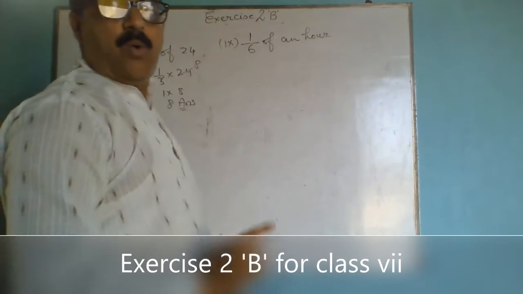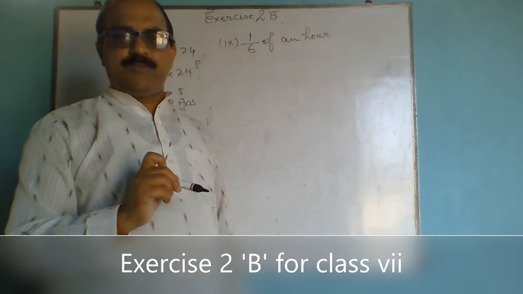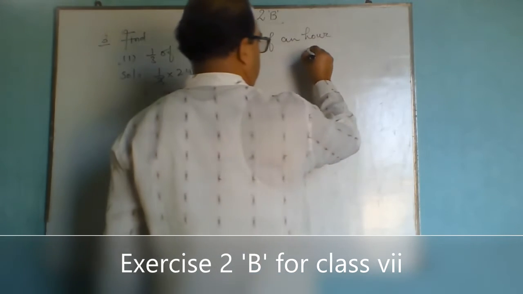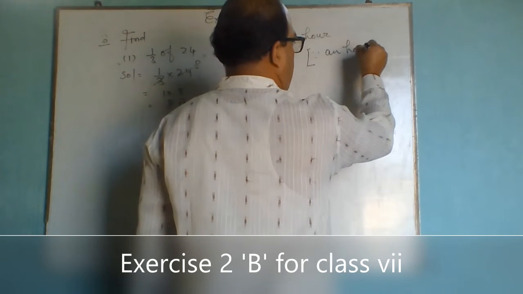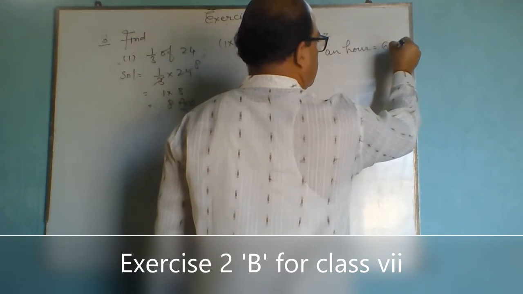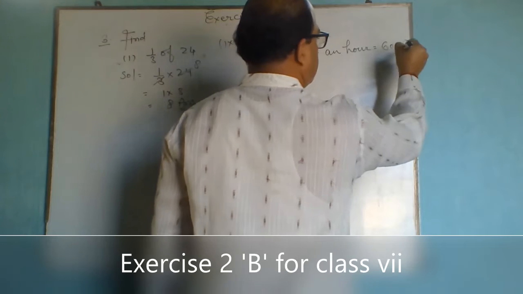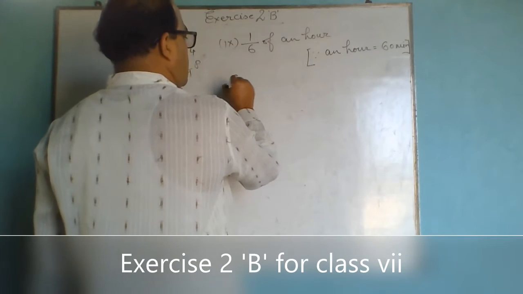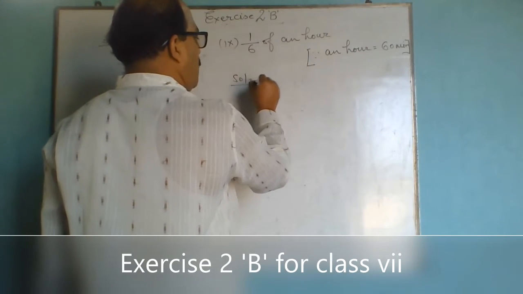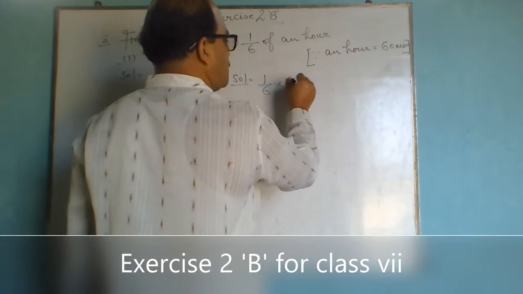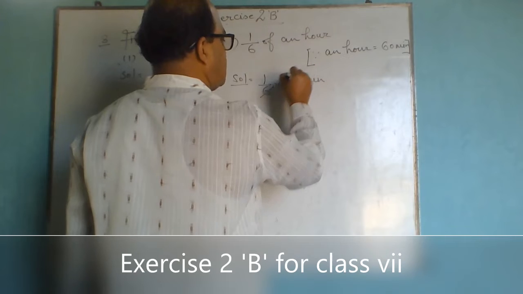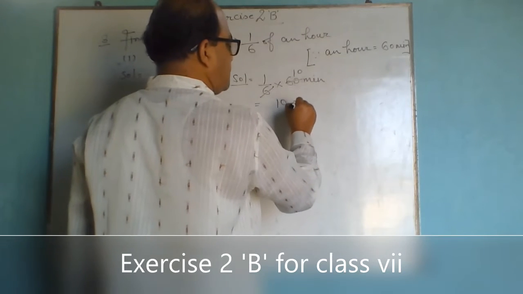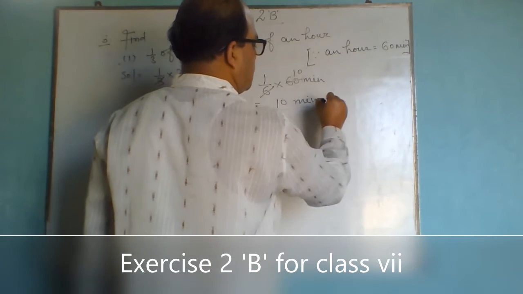As we know, 1 hour is equal to 60 minutes. So an hour is equal to 60 minutes. 1 by 6 into 60 minutes. 6 tens are 60, and 10 minutes is the answer of this question.